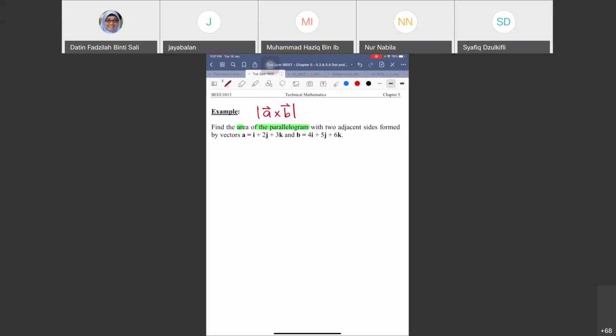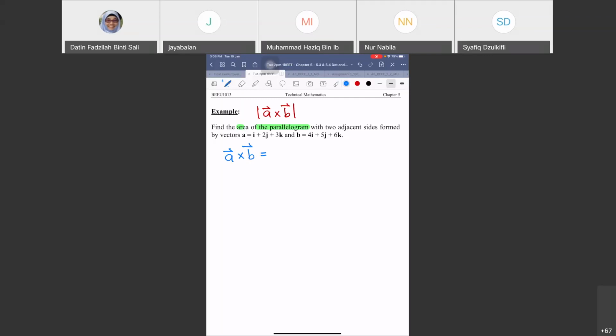But what is important is that the moment you see area of a parallelogram, immediately you know that it will be the magnitude of the cross product. Not just the cross product, because the cross product itself is a vector. If you want to find area, finally it has to be a number. So it has to be the magnitude of the cross product between two vectors. So in the question, you must be given two vectors. Okay, so find straight away your A cross B first. Then after that, we find our magnitude.